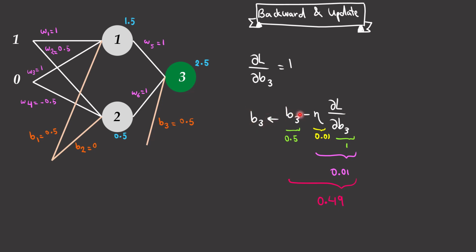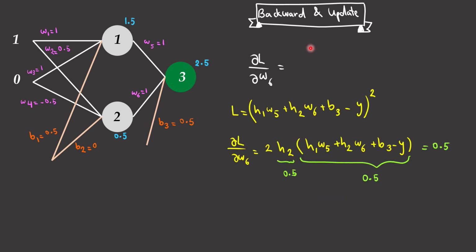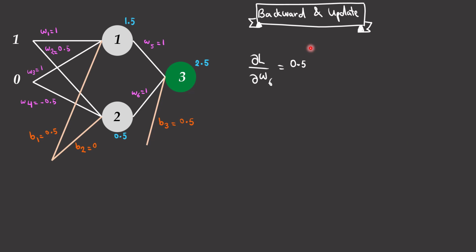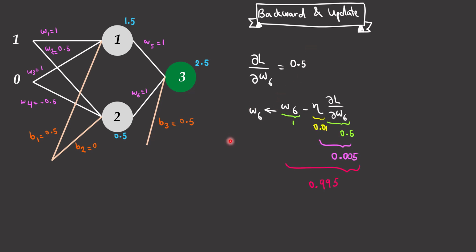So the partial derivative is 1, and we should use this formula in order to update the bias 3. So you can see the old value of bias 3 is 0.5 minus the learning rate, which is 1 divided by 100, times this partial derivative, which is 1. And if you calculate all this stuff, you will get 0.49 for the new value of bias 3. And you can do the same thing for W6 as well in order to calculate the updated value for W6.